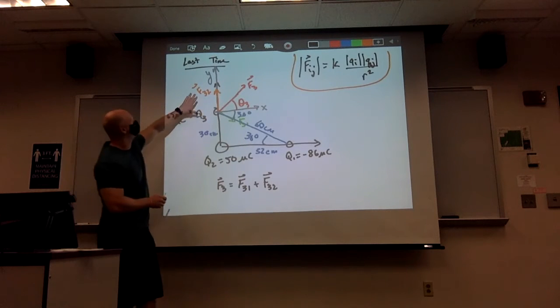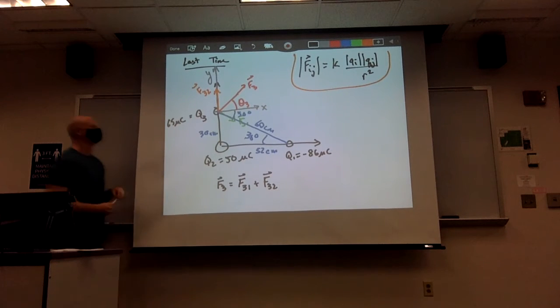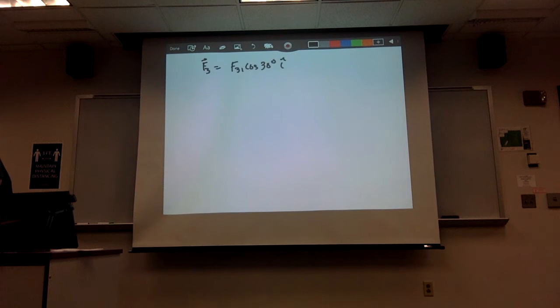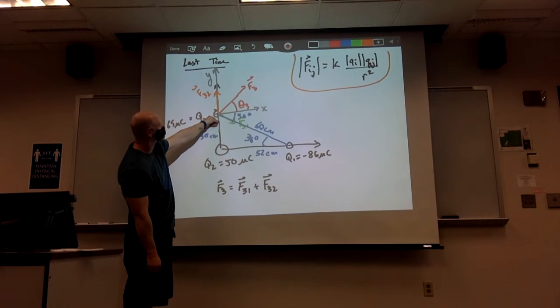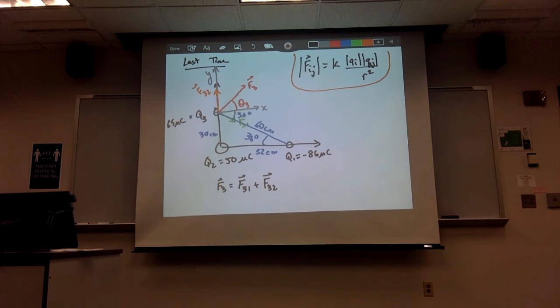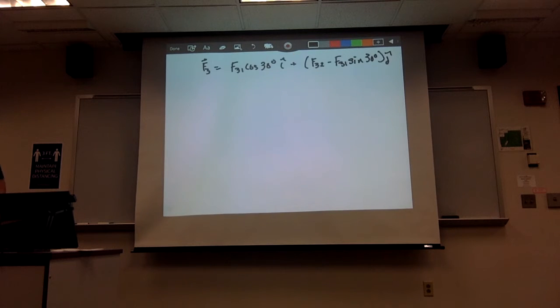Back to our picture, we now have all of F32 along the y-axis. We only have this small amount of F31 in the negative y direction. So in the y direction, it's going to be plus F32 minus F31. And since this was cosine, this portion has to be the sine portion of it. And it's negative because it's pointing downward. So F31 is pointing down in this direction, so that's in the negative y direction. This one's in the positive y direction. Okay. So this is our force then.